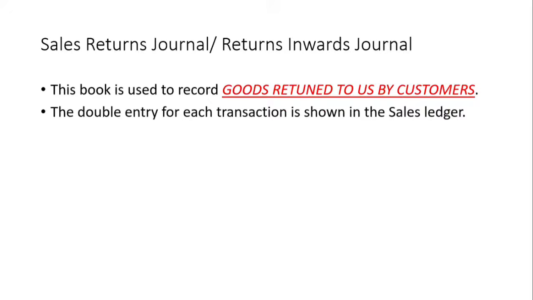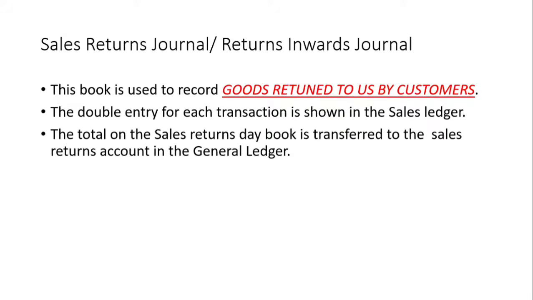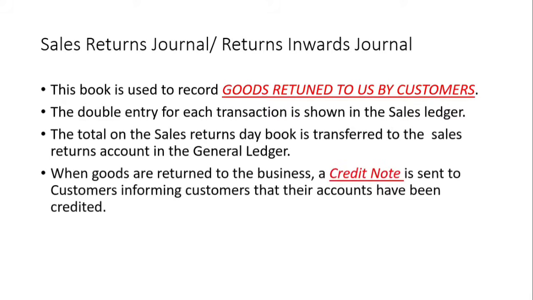All right, the double entry for each transaction is shown in the sales ledger. So this book is connected as well to the sales ledger. The total on the sales returns day book is transferred to the sales returns account in the general ledger. And when goods are returned to the business, a credit note is normally sent to customers, informing customers that their accounts have been credited. All right, so let's look at an example.